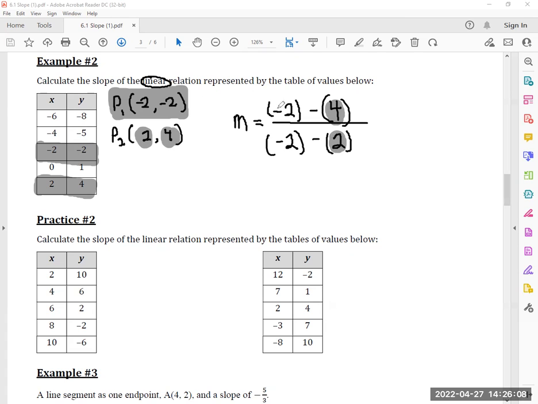So -2, -2. Does that work? I think the shapes sort of help, right? The shapes help with your eyes? Let's keep going. We've got -2 - 4 is a -6. -2 - 2 is a -4. Once again, negative with negative. This is a positive 3/2. That's my slope.